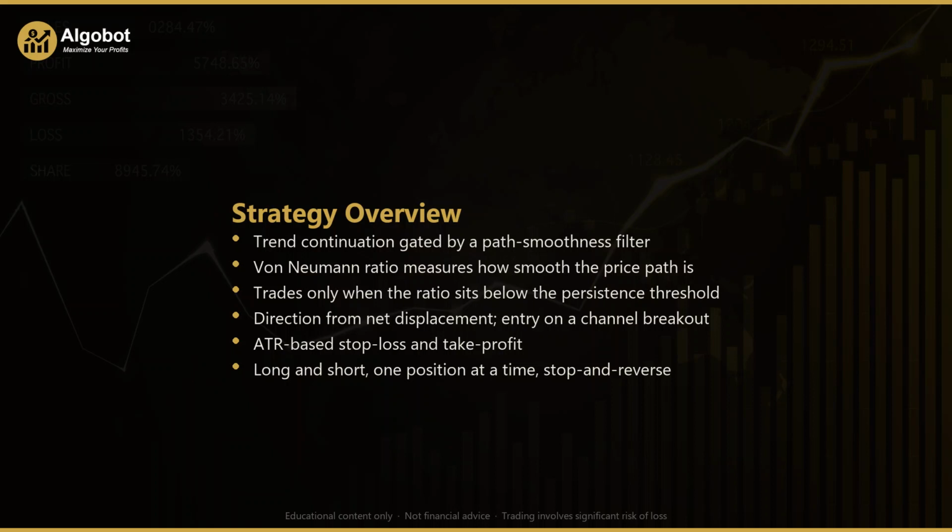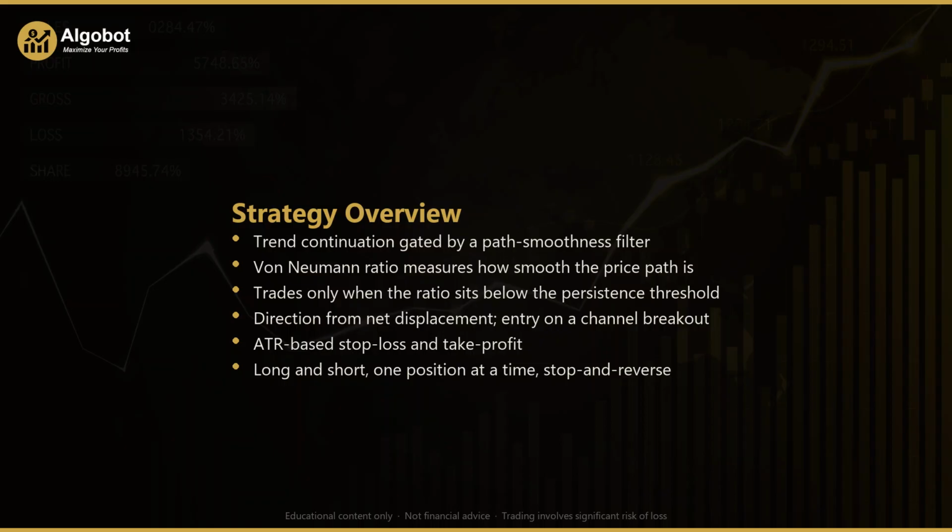On top of that smoothness filter, it adds two familiar building blocks. First, it measures net displacement over a look-back window to decide direction, up or down. Second, it waits for a breakout, a close beyond the high or low of a recent price channel, before committing. Because it combines a regime filter with a breakout, the strategy is designed for markets that can produce sustained, orderly moves rather than tight, noisy ranges.